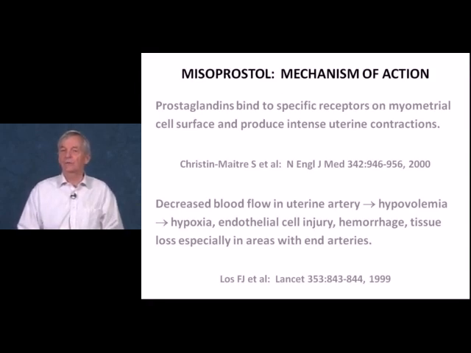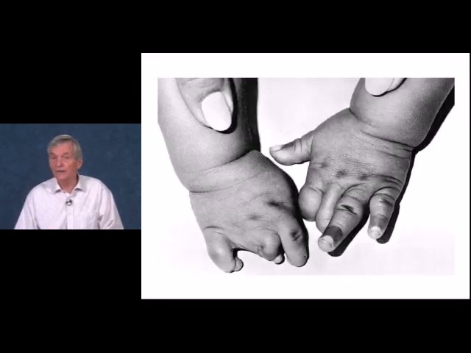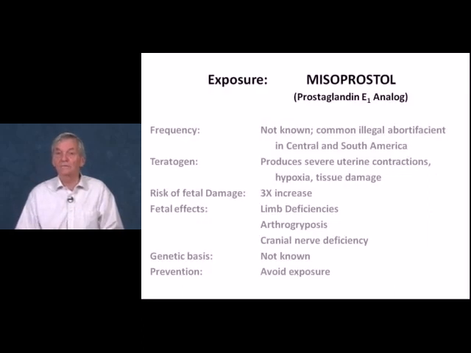And the armchair reasoning about how it damages the fetus is shown here on this slide. Decreases blood flow, hypovolemia, endothelial cell injury, hemorrhage, tissue loss. So you get, in these children, what looks like amniotic band type deformity. You also get other things, cranial nerve palsies, arthrogryposis, a variety of effects. And it appears that the frequency is a 2 or 3-fold increase over the background rate in the general population.